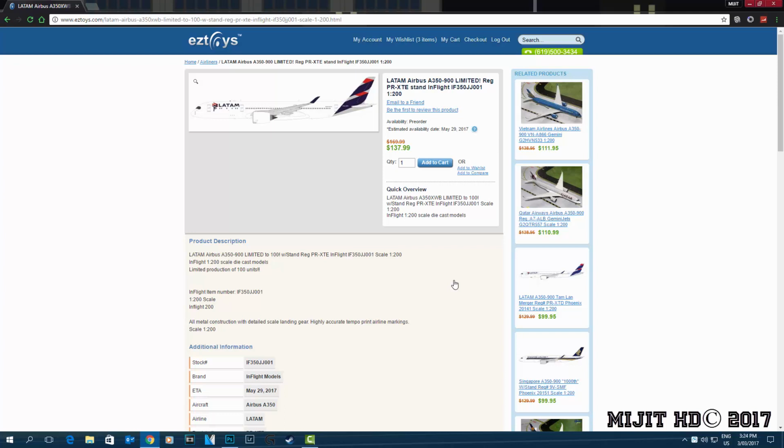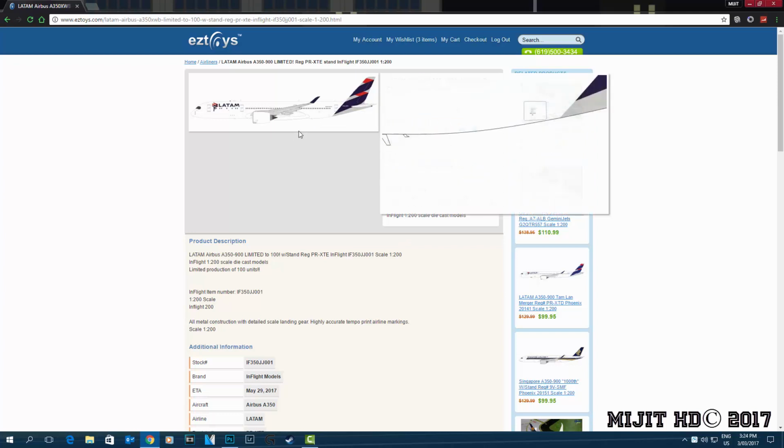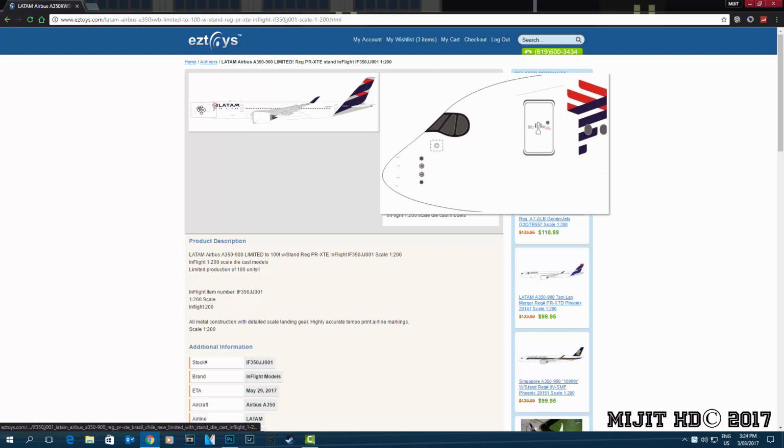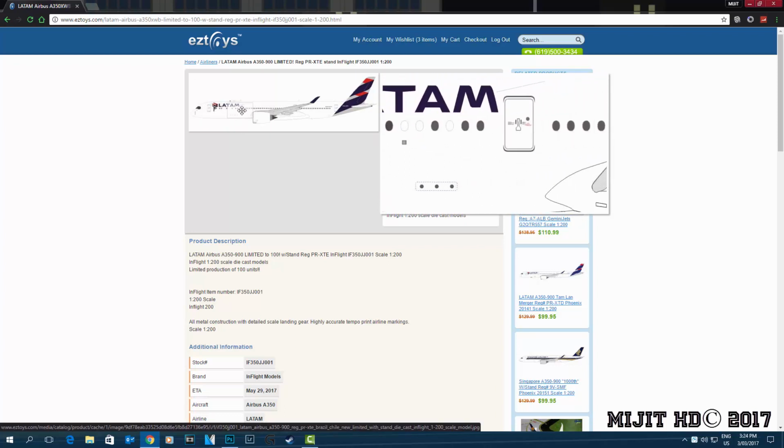JC Wings are... Wait, did JC Wings release it? I'm not even sure. There's been so many releases, I can barely remember. If JC Wings has released it, it's only pre-order. I don't believe they have, though, but I might be wrong. Registration PRXTE. Anyway, it's not a bad-looking aircraft.